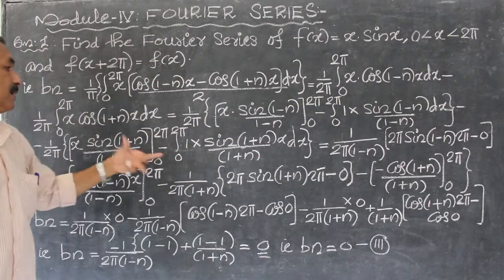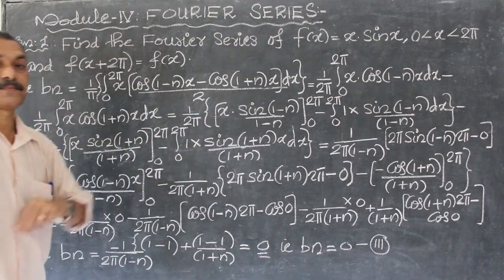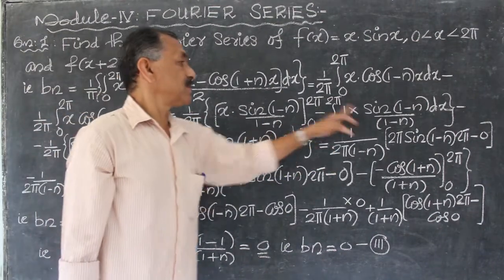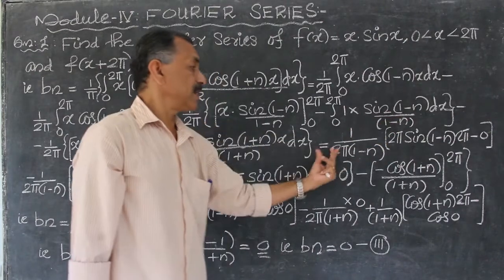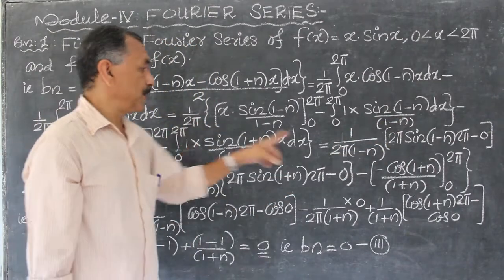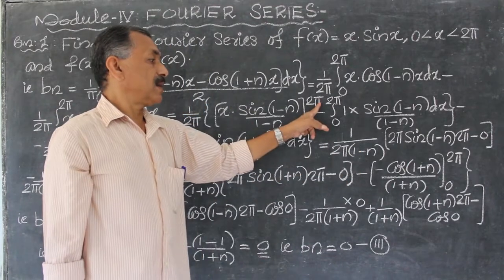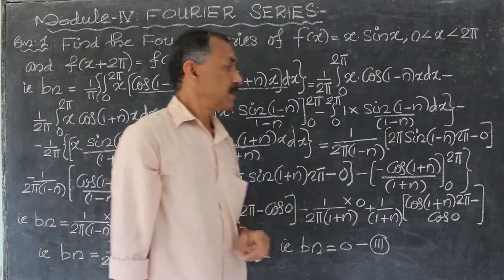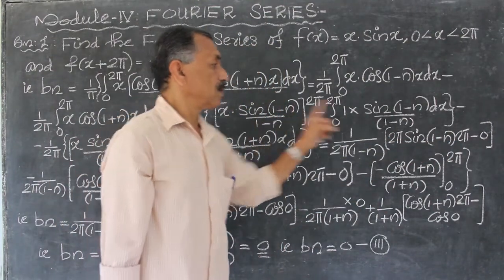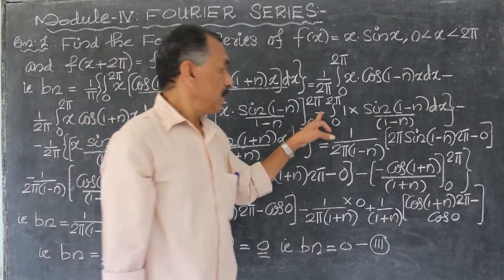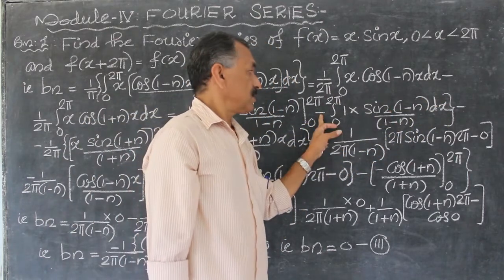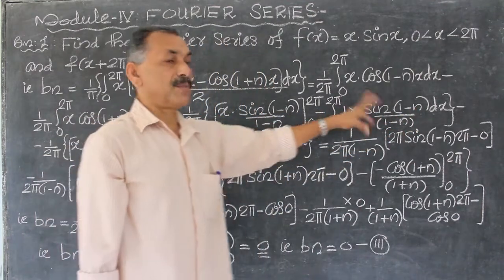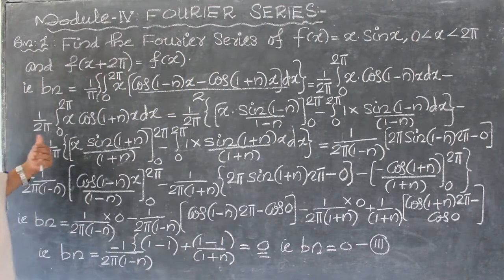Similarly for the second term, that is 1 by 2 pi. But 1 minus n, here also 1 minus n, denominator 1 minus n outside. Then 1 by 2 pi into (1 minus n). Upper limit apply that 2 pi, sin(1 minus n) into 2 pi, minus lower limit apply that x is 0, minus 0. Then minus sin(1 minus n), (1 minus n) outside, sin(1 minus n) into minus 1 by 2 pi.